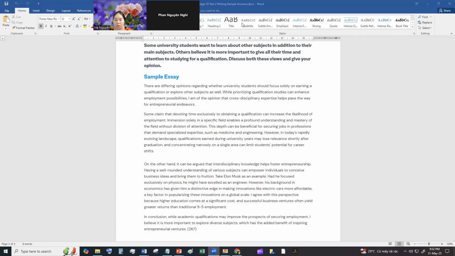À, having a well-rounded understanding of various subjects can empower individuals. Nguyên cái câu đó.